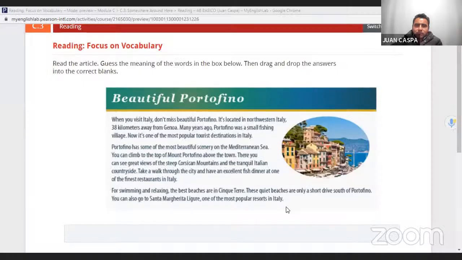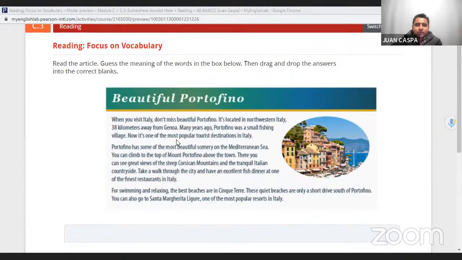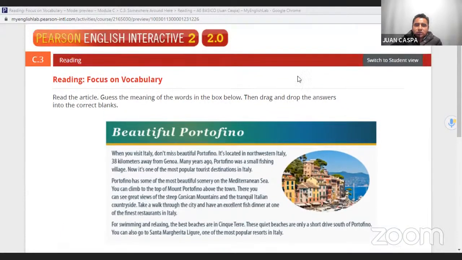So I want you to read something now because we're going to work with reading, and let's practice reading right now. Reading and comprehension, of course. It says you have to focus on vocabulary. Read the article, guess the meaning of the words in the box below. Then drag. Okay, then you're going to do that.